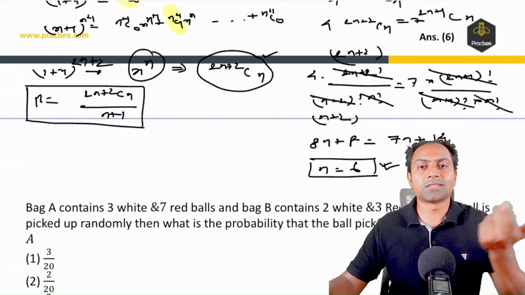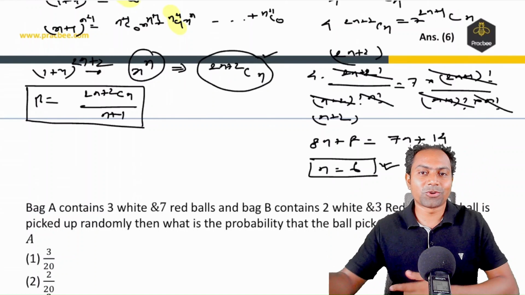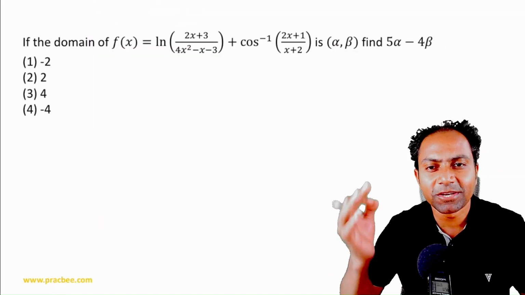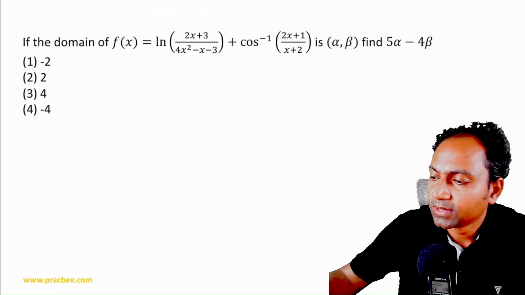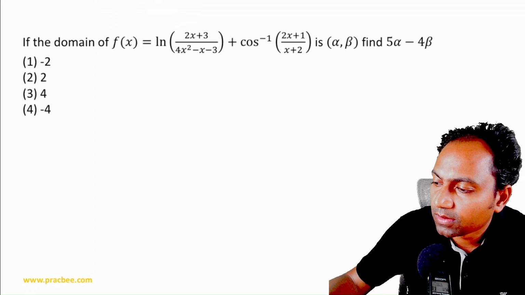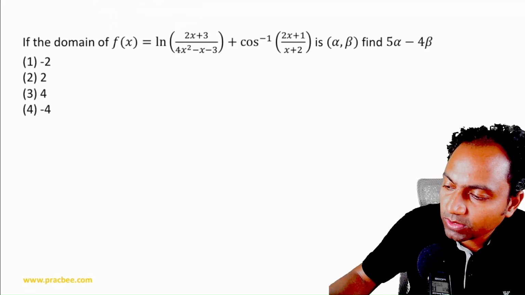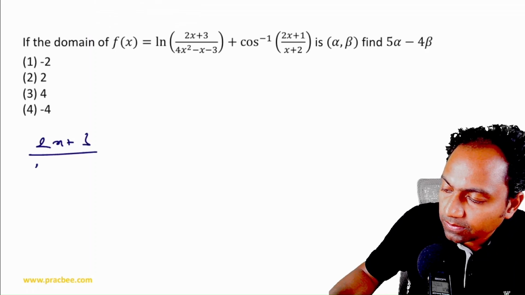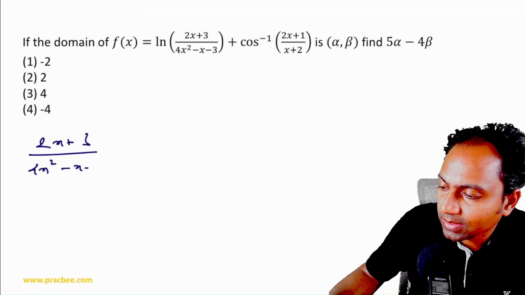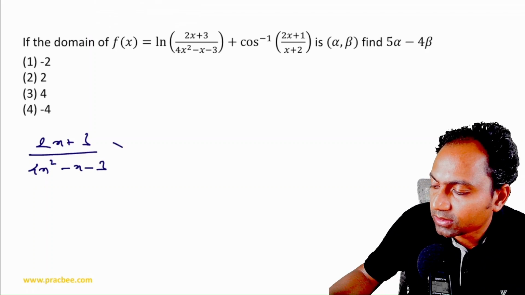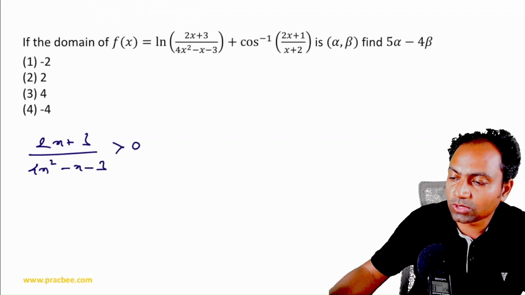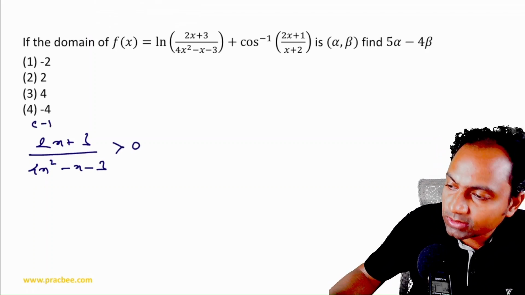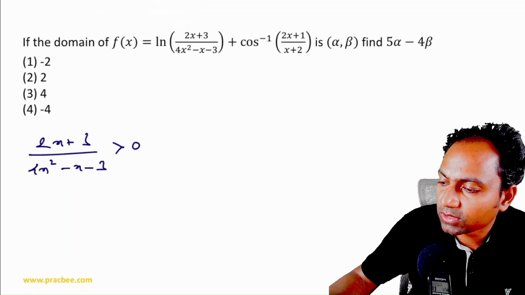So there are two parts in the question. We have to do the same thing twice in order to get to an answer. Now this is a straightforward question based on the concept of domain. So if I take this one, in order for this to exist, whatever is inside this first log, (2x+3)/(4x² minus x minus 3), needs to be greater than 0. So for solving this, this is the first equation that we have.